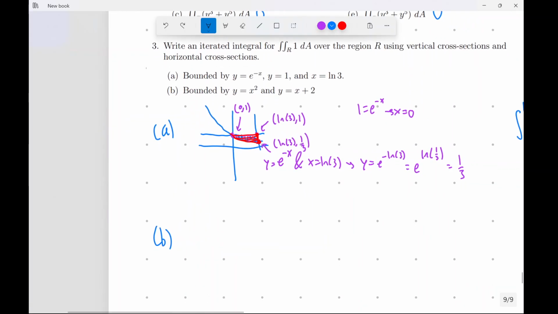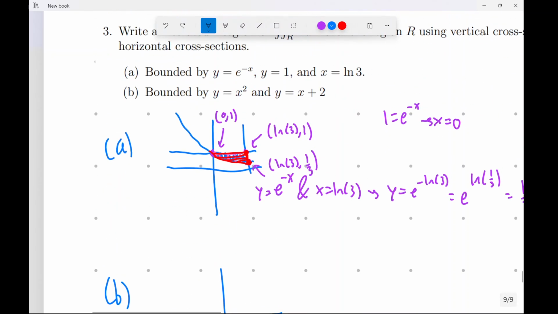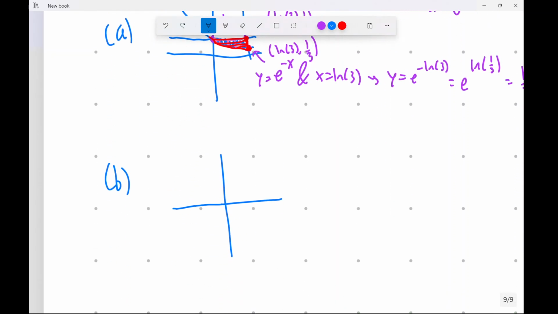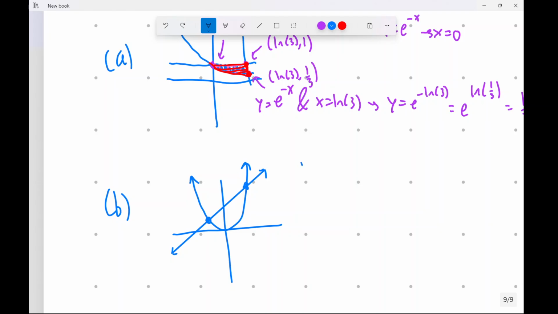Well, I guess we have to do part B now. So this one is going to be a similar thought process, but this time we have x squared and x plus 2. So that, and x plus 2 is going to be like here-ish. So let's see, we still need to find these intersection points. To find those intersection points, we'd have to find when the two curves are equal.